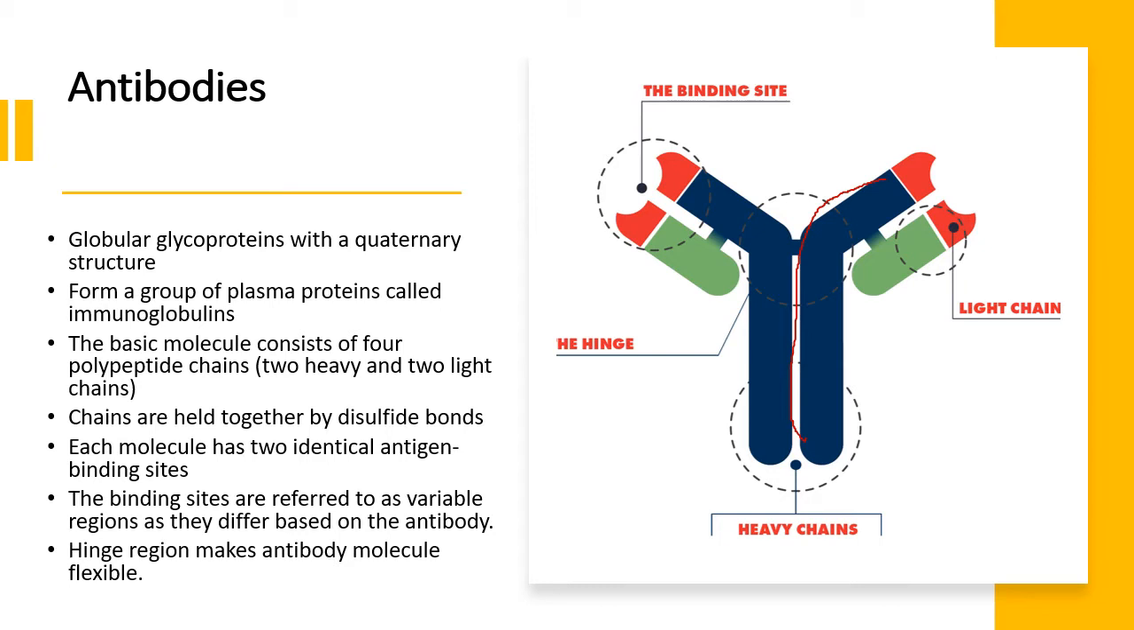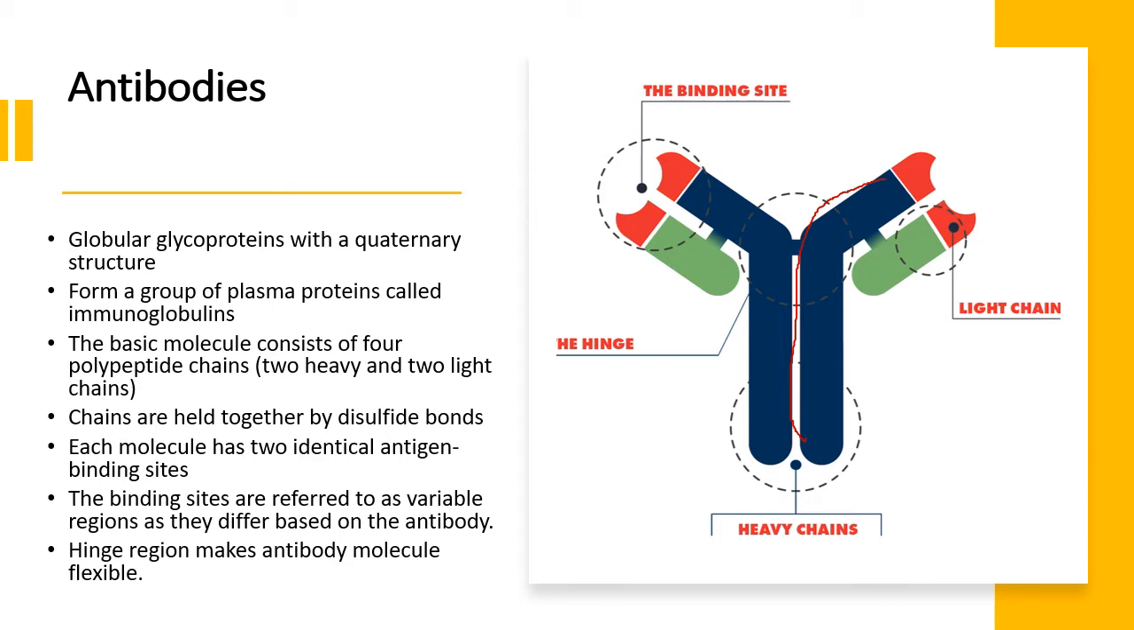The binding sites are also called variable regions because they are different based on the antibody. Remember we said that each type of B cell would make a specific type of antibody, and so that means that the antibodies differ based on the antigen that B cell is allocated to.